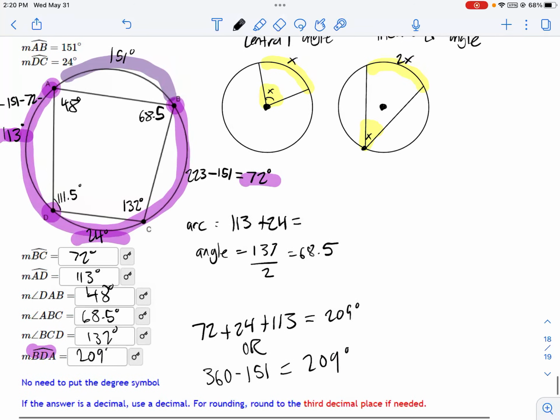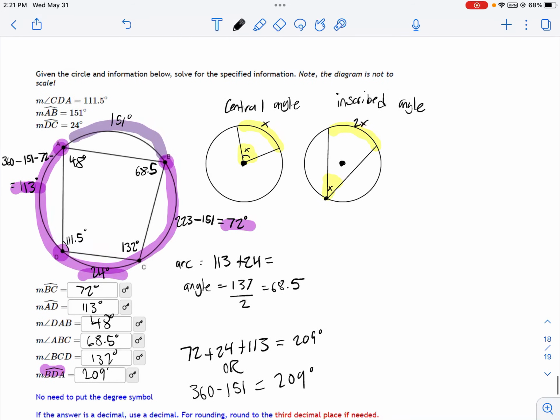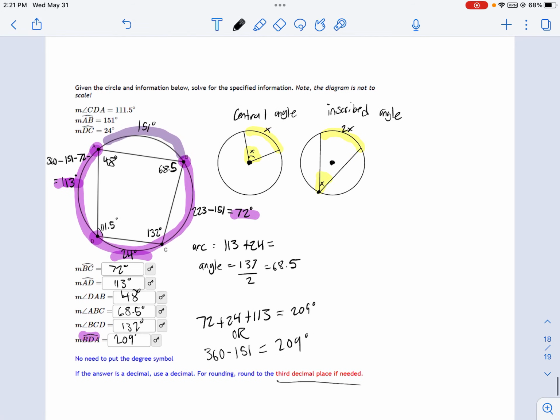And that's it. You're finished. That's as crazy as it gets. Now keep in mind this does say round to the third decimal place if needed. We didn't have to round on any of these decimals, right? That didn't go out to the third place. So don't worry too much about rounding on this one. You generally, okay, correction, you won't need to. But those instructions, that's what they mean.